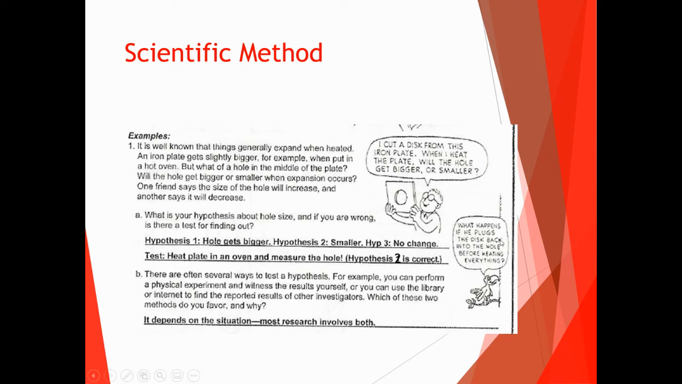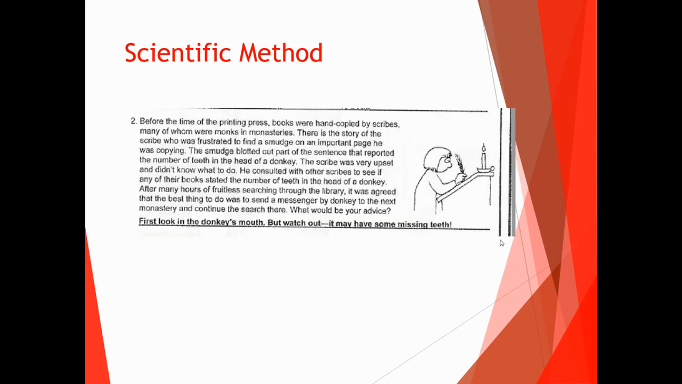So question number 2. Before the time of the printing press, books were hand copied by scribes, many of whom were monks in monasteries. There is the story of a scribe who was frustrated to find a smudge on an important page he was copying. The smudge blotted out part of the sentence that reported the number of teeth in the head of a donkey. The scribe was very upset and didn't know what to do.